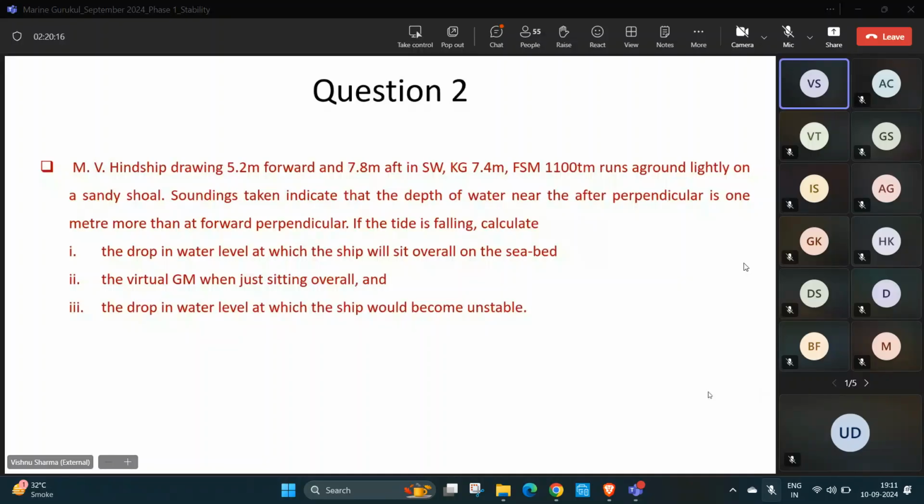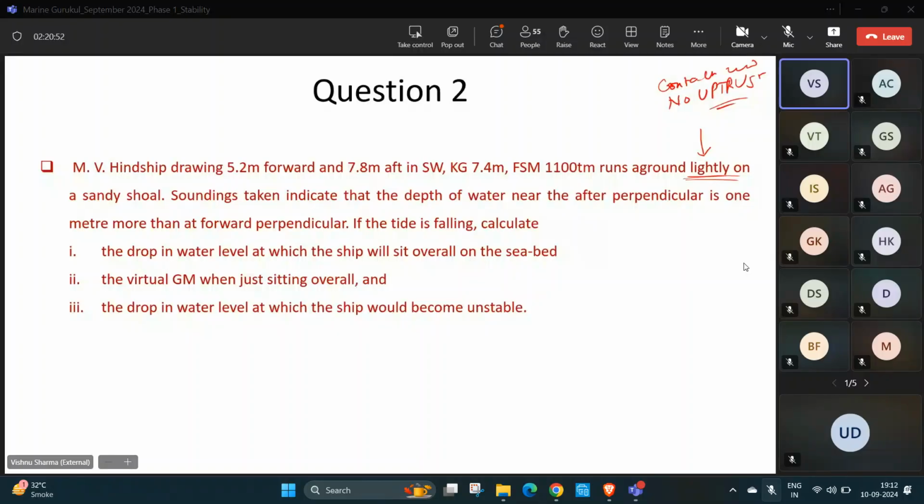Okay, guys. An MV in seawater has ship drawing 5.2 meters and 7.8 meters, KG given. Runs aground lightly. Guys, please pay attention to these few words. Lightly means contact is made, no upthrust. That is the meaning of light grounding. That means the vessel has touched the seabed, but there is no upthrust yet.